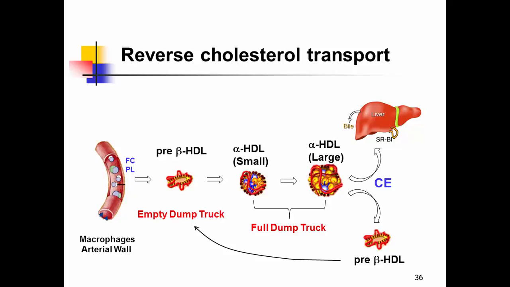So this whole process is the reverse cholesterol transport. You can see that the function of reverse cholesterol transport, or the HDL cycle, is to remove the excess cholesterol from peripheral tissue to the liver and dump it, in the form of bile acid.